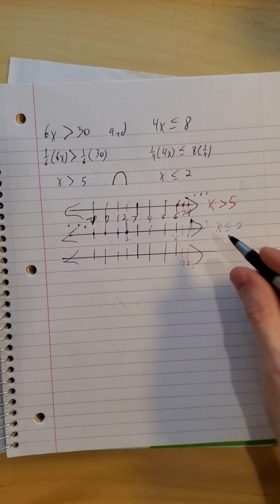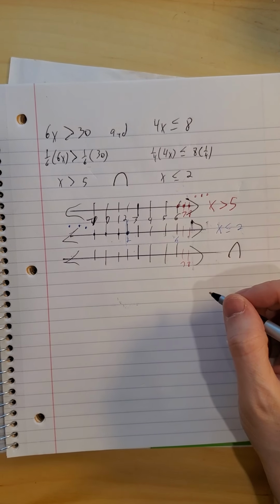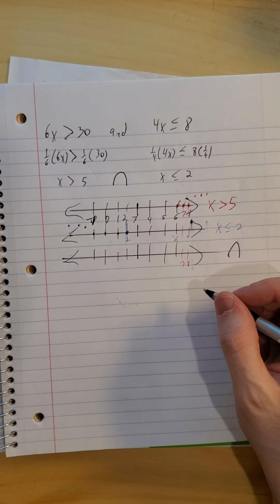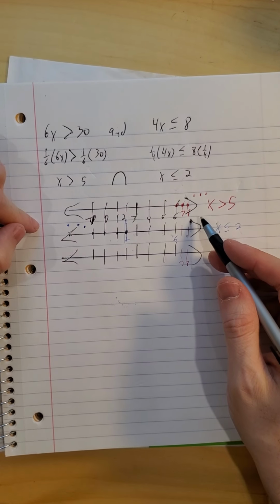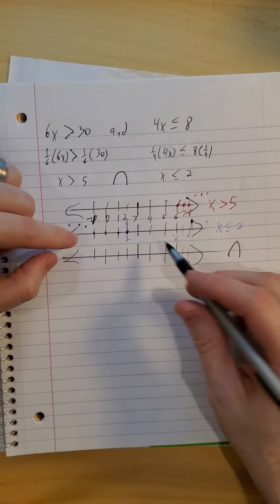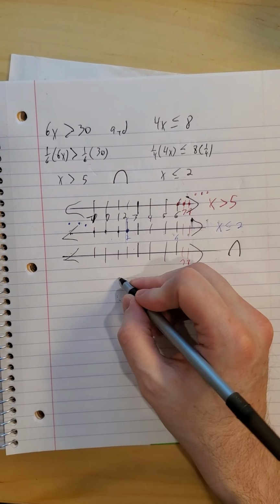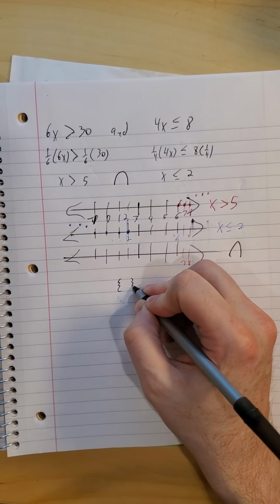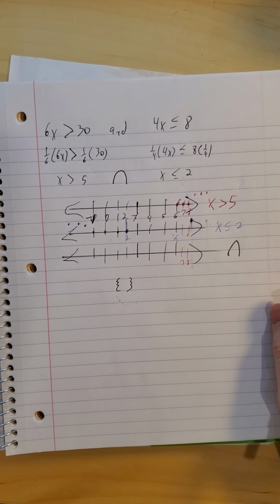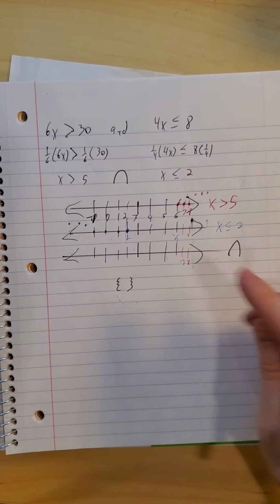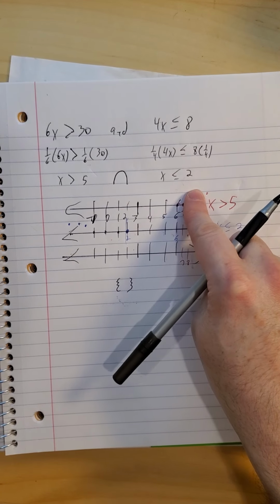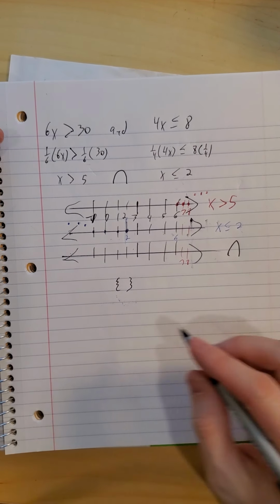So in my intersection, I want only things that were on both graphs. You might see a problem there. They had no overlap whatsoever. So this one would be an empty set. They had nothing in common. If a number is bigger than 5, it's not smaller than 2, and vice versa.